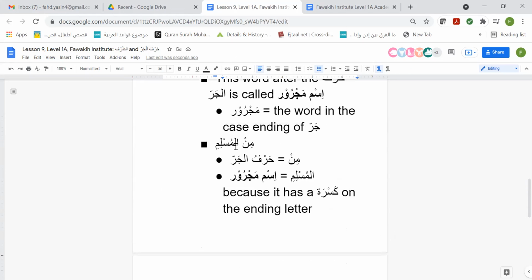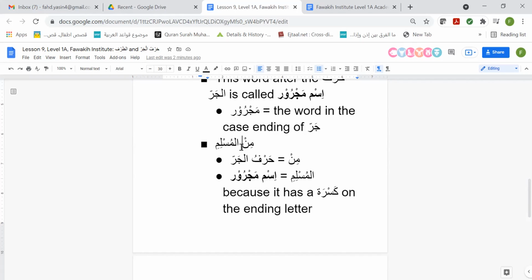But here, for example, this word has a min before it. That means it's not in the state of rafa because it's not default anymore. We're defining default as nothing precedes that word. Because something does come before the word, it is not in the state of rafa. It is in one of the other two possible states, which are the nasab state or the jar state.